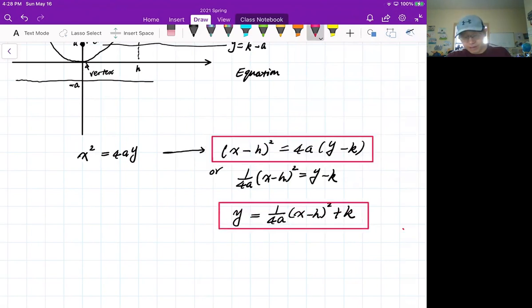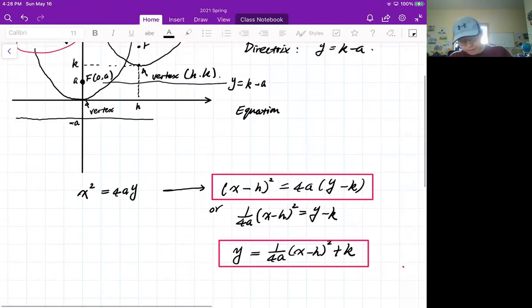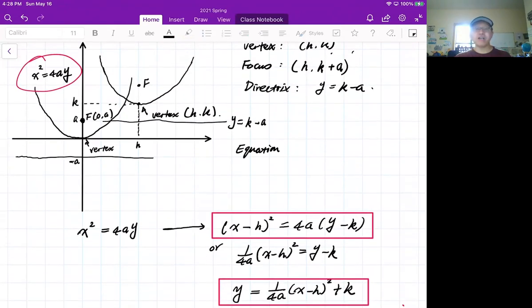So here, let me just give everyone a few seconds. This is the equation for writing a parabola if the vertex is not at the origin. Okay, if the vertex is not at the origin.